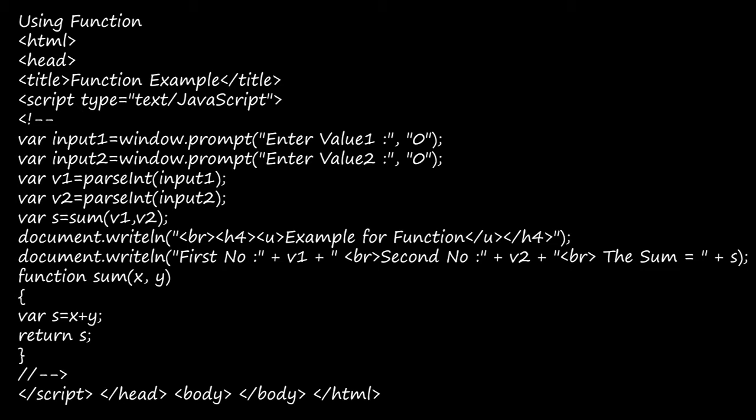Okay. The same way for V2 also. Variable V2 is equal to parseInt of input2. So if you are mentioning a decimal value, if you are giving a float value, that is, a value with a decimal point, it will just make it an integer and take it as an integer. Okay, and the next one, variable s is equal to sum of v1 comma v2.